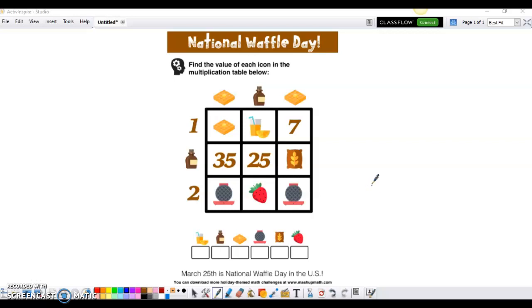Hey guys, Mrs. Dalton here, and I'm just going to walk you through how to get started on this waffle puzzle because I've gotten a few requests for help on this.